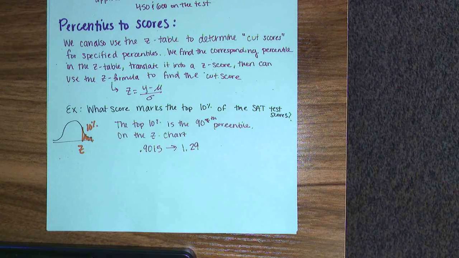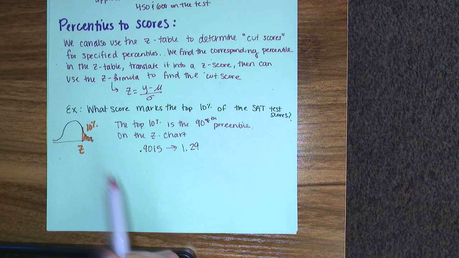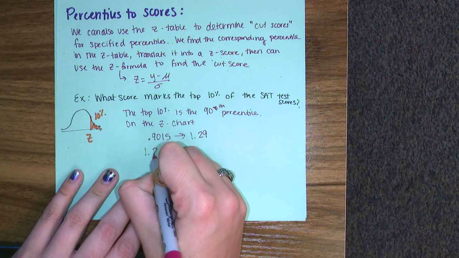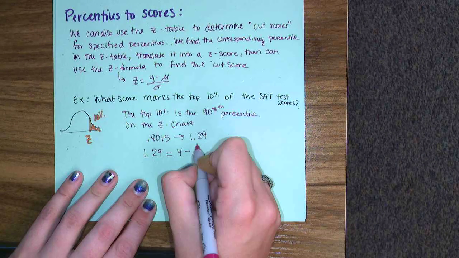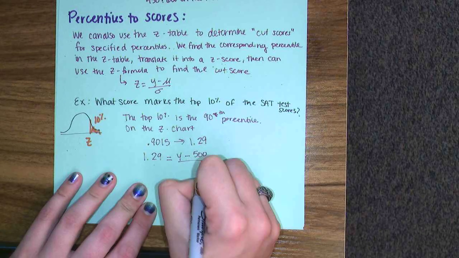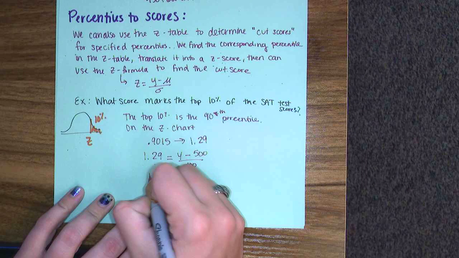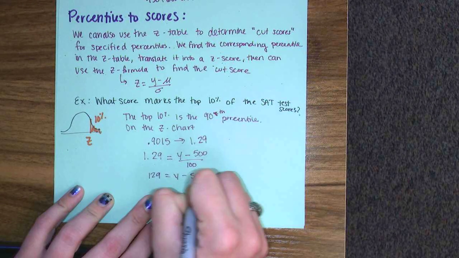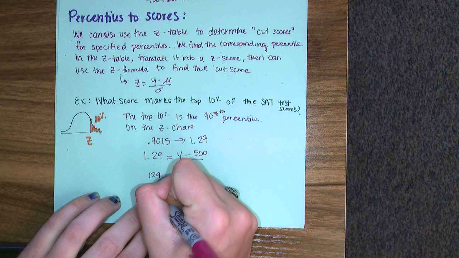So now I'm using this formula, but I know my z. I want to know this y value. So I set it up. 1.29 is equal to y minus, my mean is still 500. My standard deviation is still 100, okay, from the previous thing. So then I just need to solve for y. So I get 129 is equal to y minus 500. So then I get 629 is equal to y.